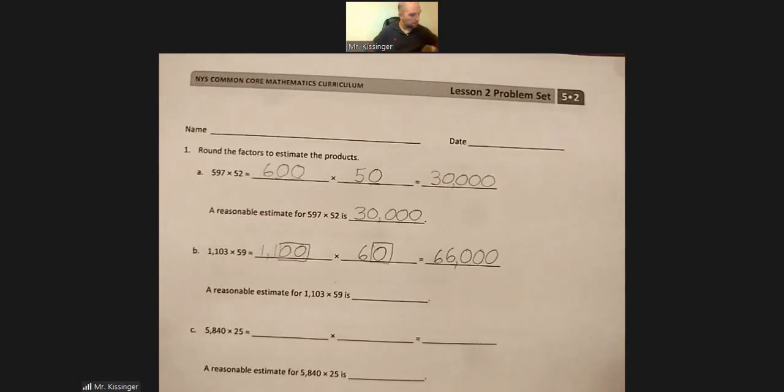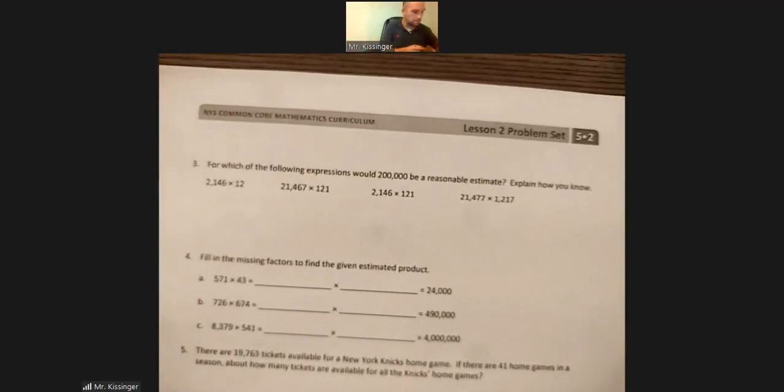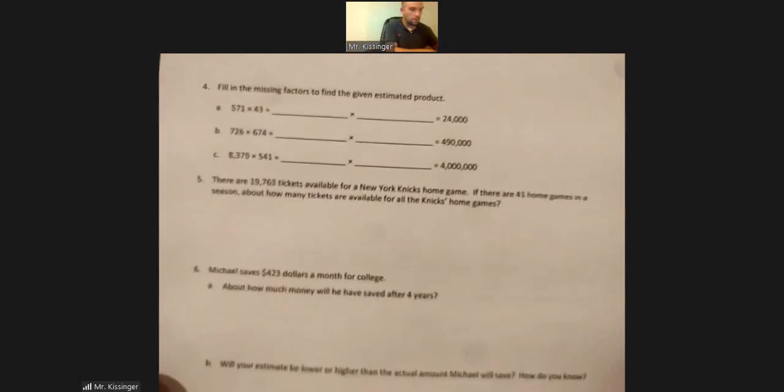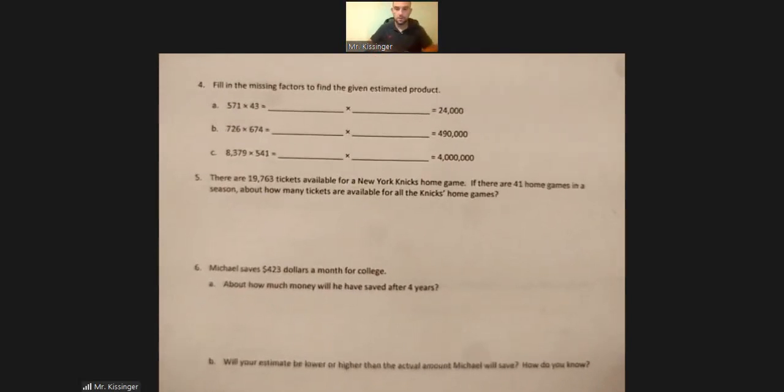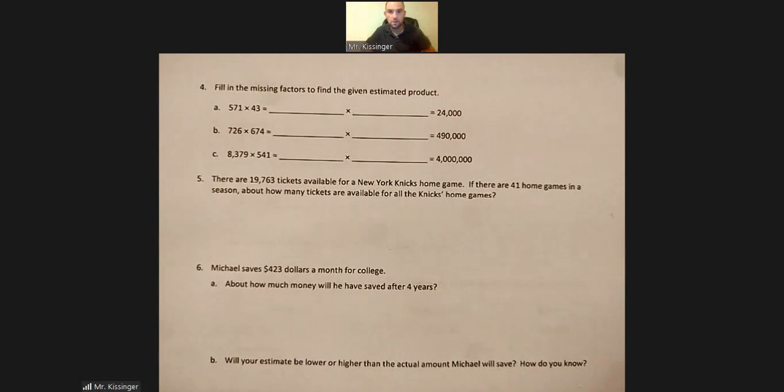All right. So let's try a word problem next. So for our word problem, let's do the first one here. There are 19,763 tickets available for a New York Knicks home game. If there are 41 home games in a season, about how many tickets are available for all the Knicks home games?